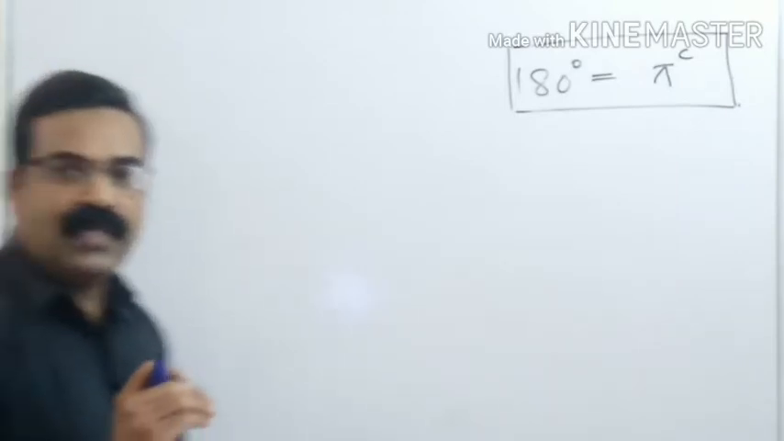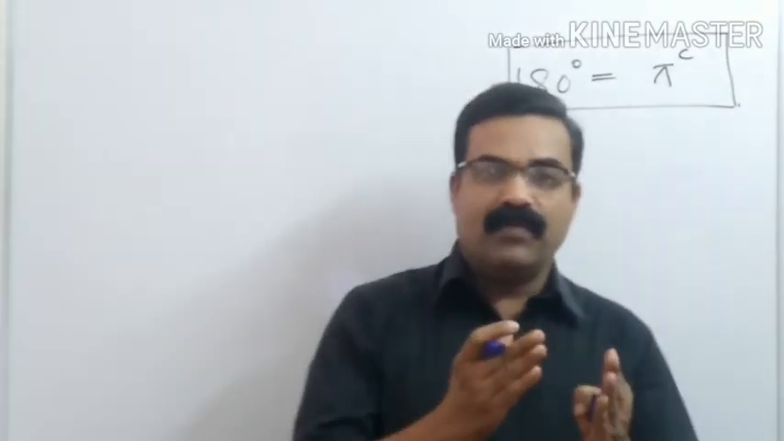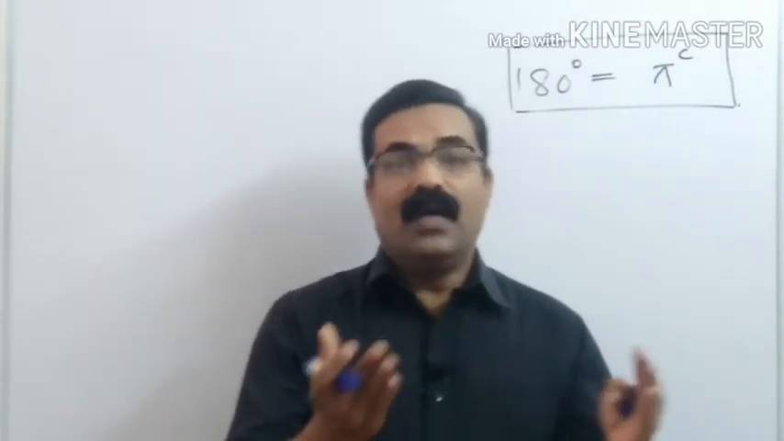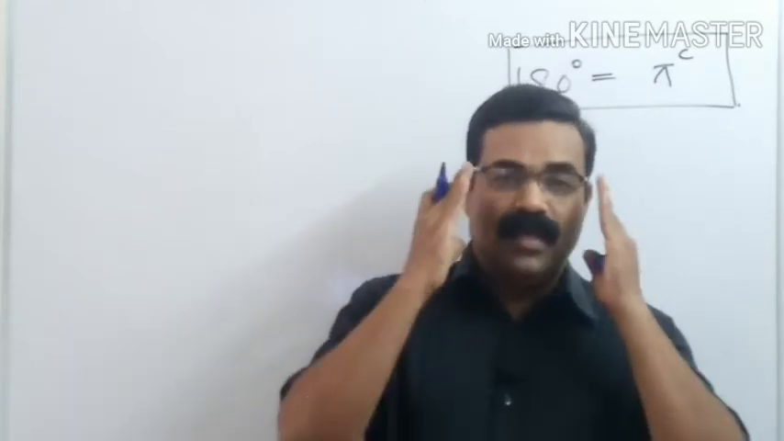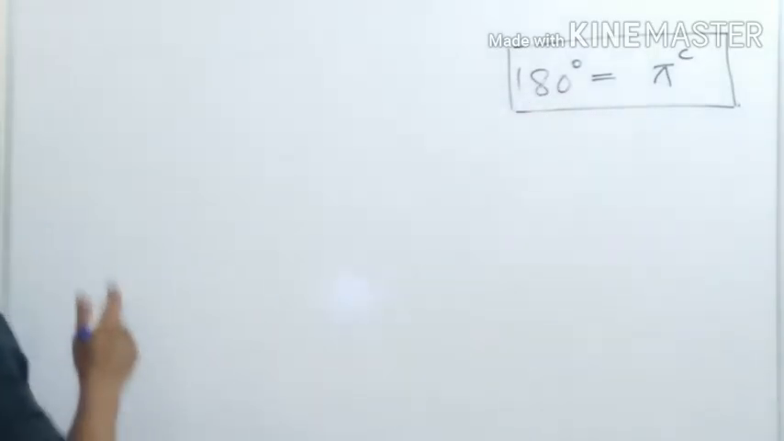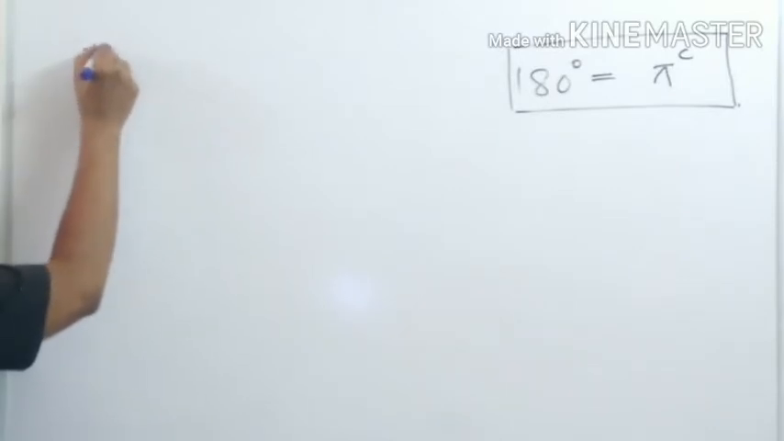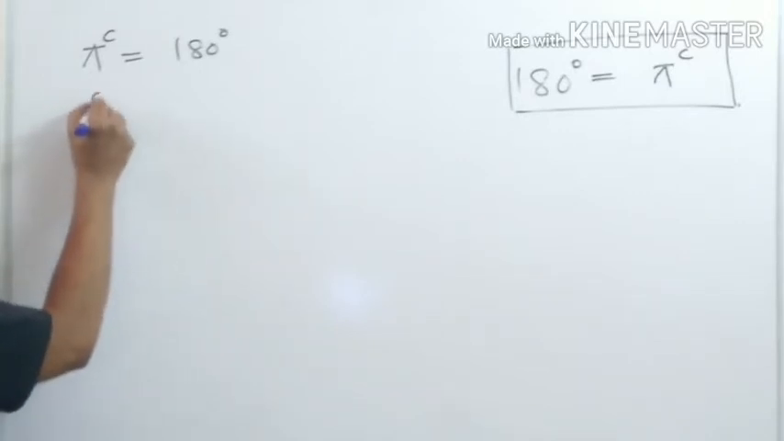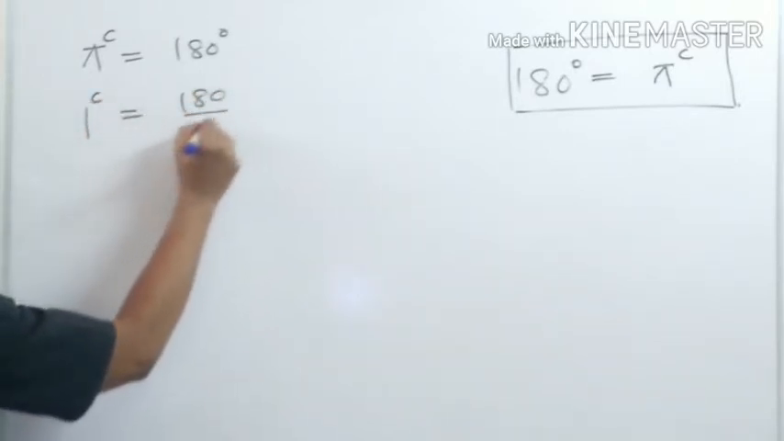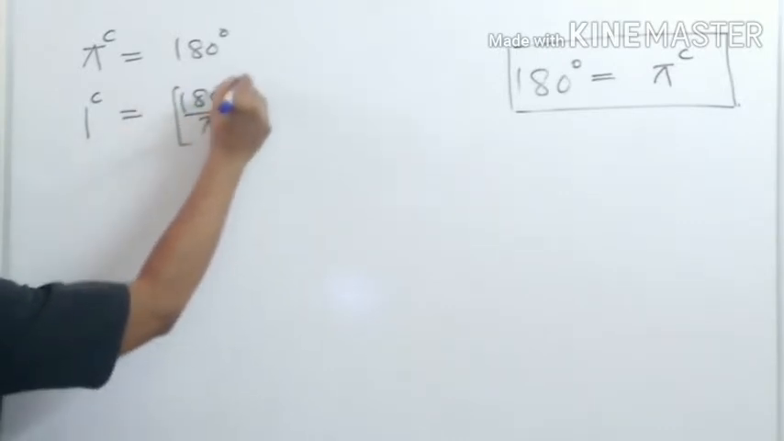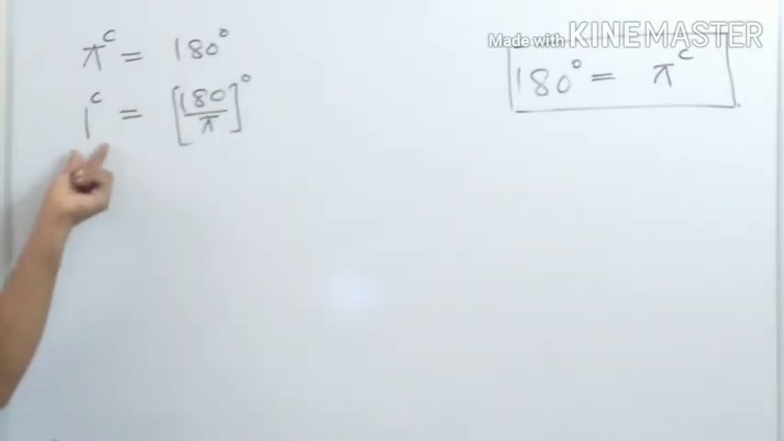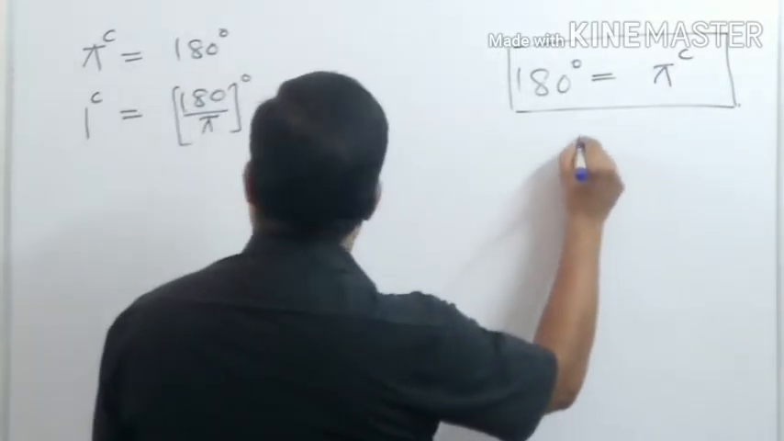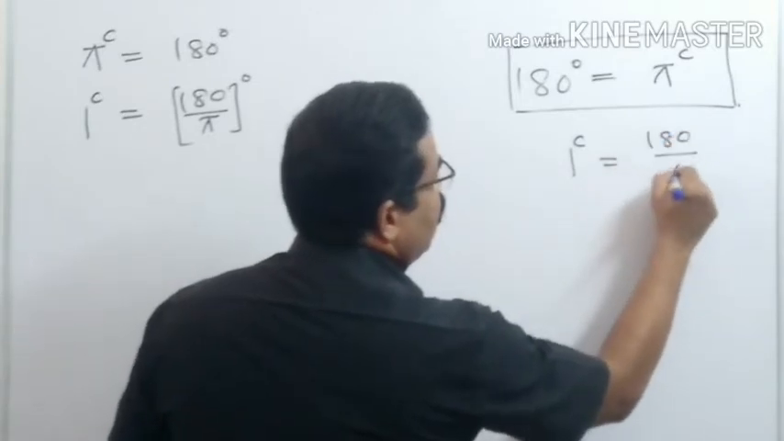Now the question asked in your chapter, in your exam, is how to convert a degree measurement into a radian measurement, and how to convert a radian measurement into a degree measurement. This is a very common question which is asked in your exam. So first let us see, we have pi radians equal to 180 degrees. So what will be 1 radian? 1 radian will be equal to 180 by pi degrees. So one of the very important relations we got: 1 radian is equal to 180 by pi degrees.